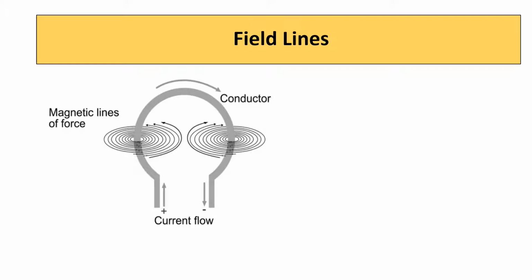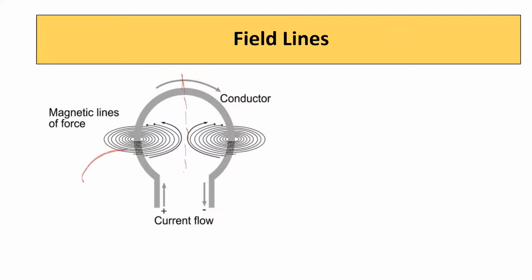Let us connect a battery to this circular coil, such that the positive terminal of the battery is this side and negative terminal on this side. The electric current starts flowing from the positive terminal of the battery to the negative terminal of the battery. The electric current is flowing in this direction. When the electric current flows in the circular coil, magnetic field is produced in the coil.